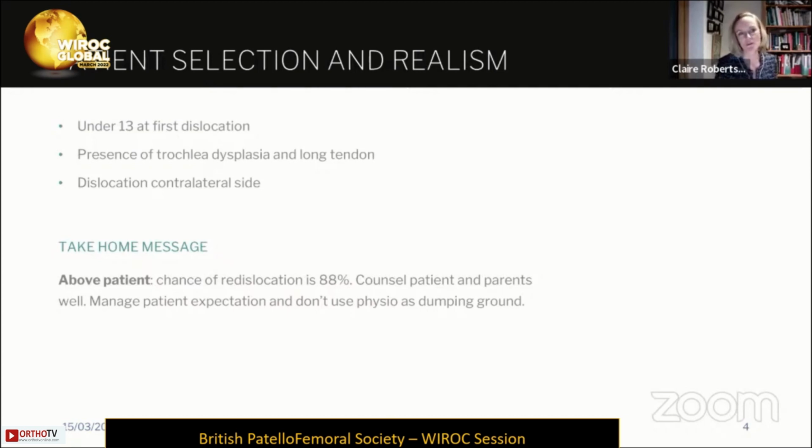So if somebody has all of those three features, they're young, they've got trochlear dysplasia, long tendon, and they've already dislocated on the other side, their actual chance of redislocation is 88%. So we need to understand that. So we need to counsel the patient and parents well as to whether they are likely to respond to rehabilitation. So we need to manage that expectation. And it's certainly a plea to the surgeons listening, please don't use physio as a dumping ground for these patients who really aren't going to respond to rehabilitation.